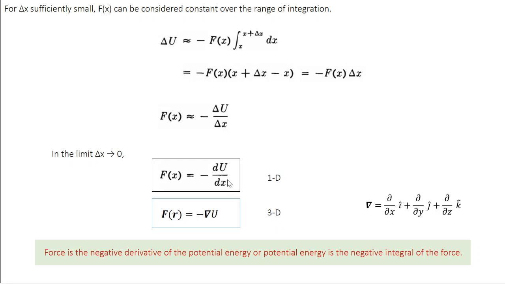In the three-dimensional case, this single derivative is replaced by the del operator, which is nothing but the derivative in all the three directions. So del operator is nothing but dou by dou x i cap plus dou by dou y j cap plus dou by dou z k cap. So in 3D you can write F of r equal to minus grad U or minus del U. So in essence, force is the negative derivative of the potential energy, or potential energy is the negative integral of the force. So once you know potential energy, you can calculate the corresponding force.